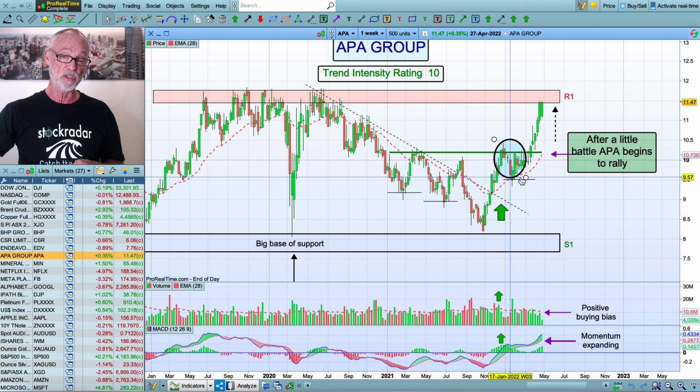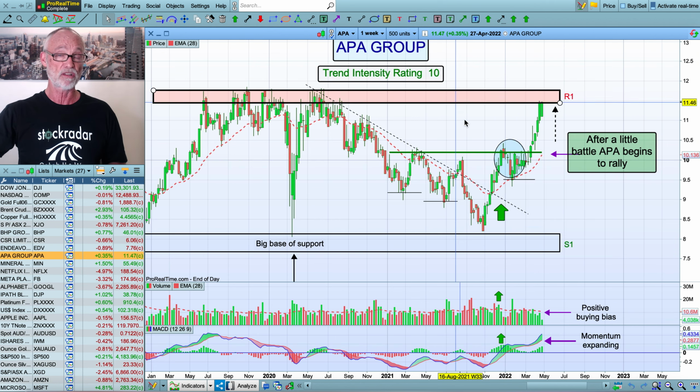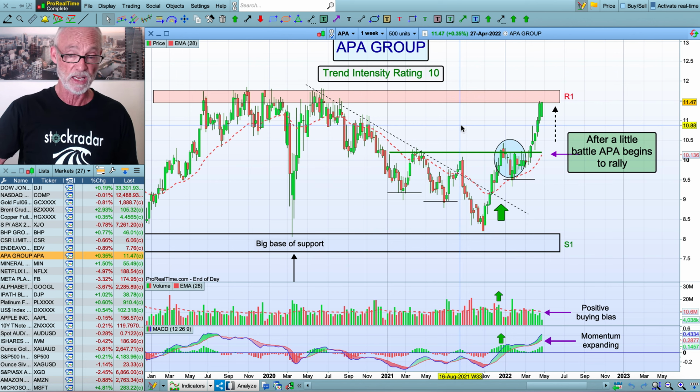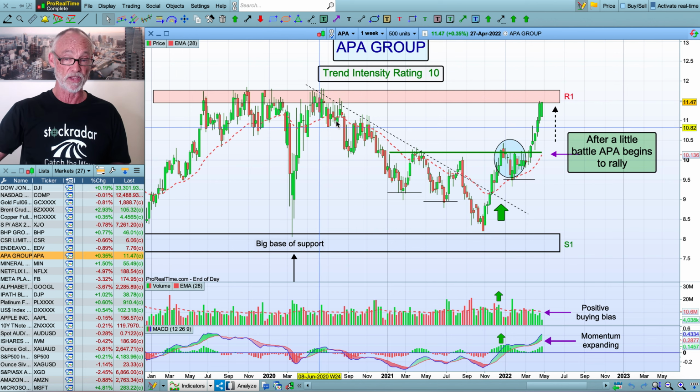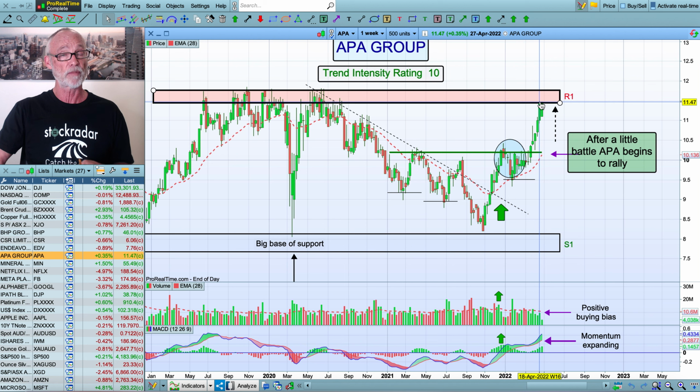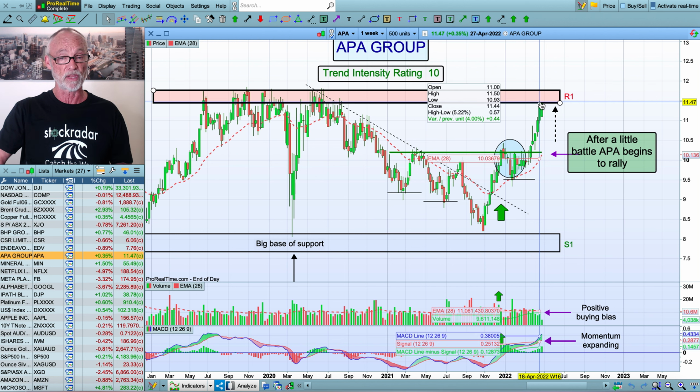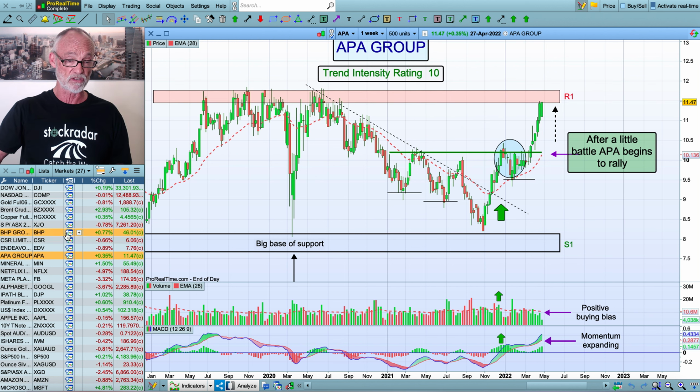So we've already got a profit in there. This all looks pretty good. The moving average has been turning up nicely. The volume's been good. Momentum's been good. It's a trend intensity rating of 10. APA is looking very, very interesting and very healthy. Keep an eye on that there. Tighten your stop up because it may not go through. You know how we play the game there. So it's still looking a very interesting stock there.